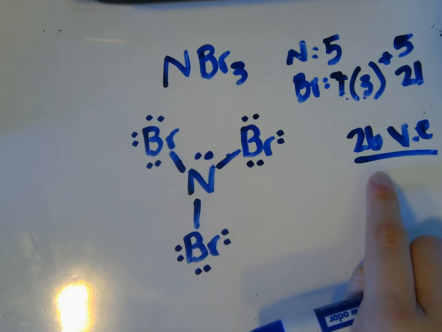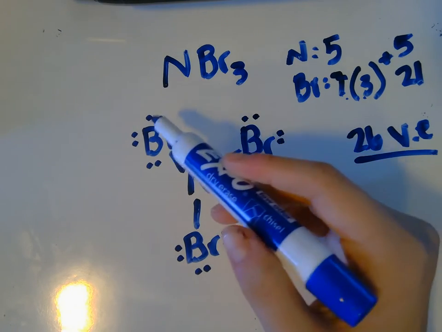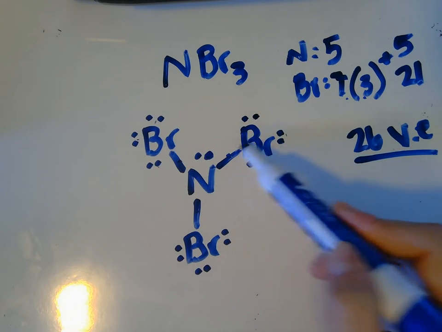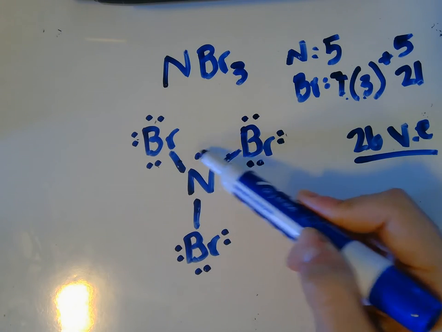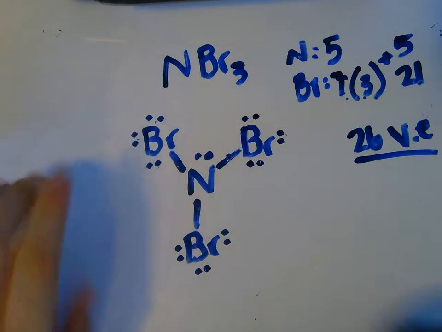Reach 26 valence electrons. Every single atom has a total of 8 valence electrons. 2, 4, 6, 8. 2, 4, 6, 8. 2, 4, 6, 8. 2, 4, 6, 7, 8. And that is my Lewis dot structure for NBr3.